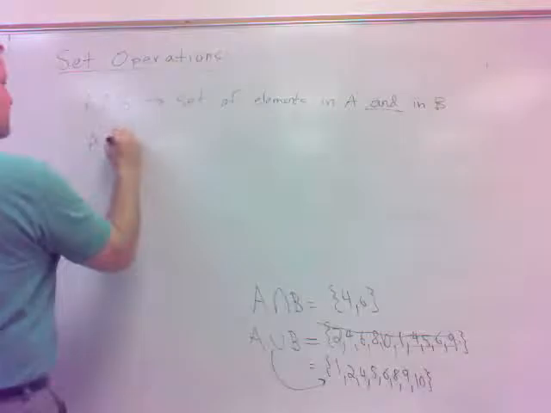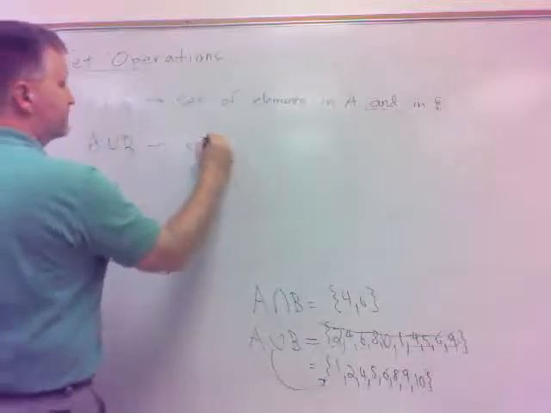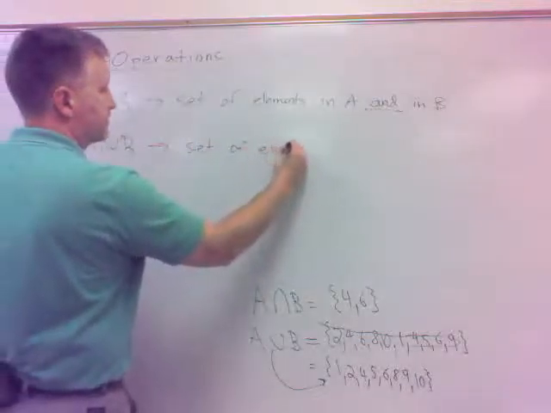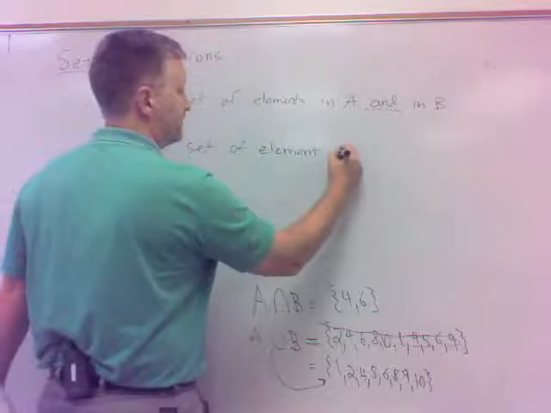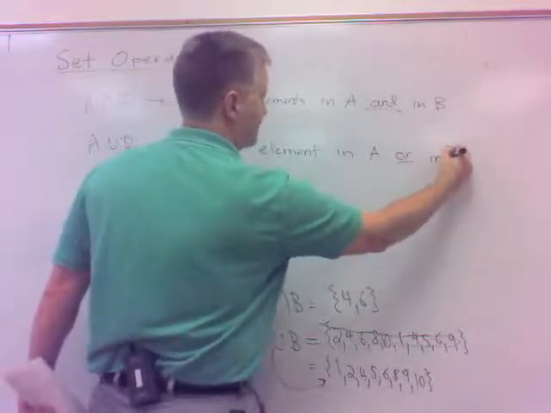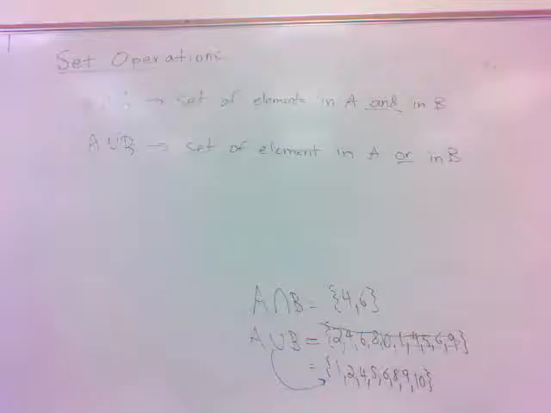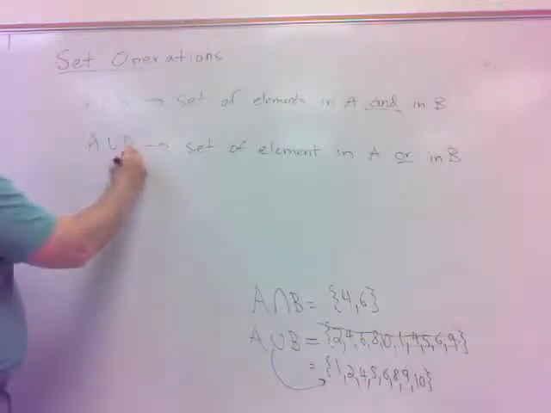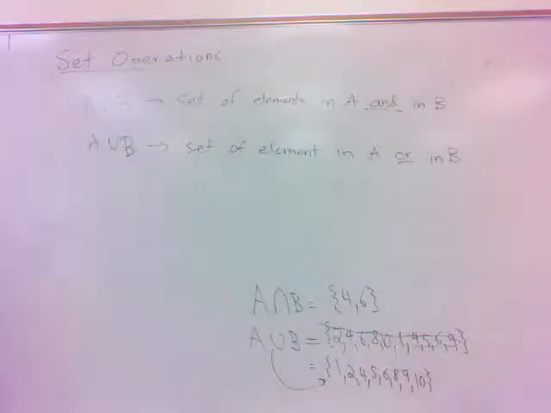Whereas A union B is the set of elements in A or in B. You see the slight difference there? The intersection, I use the and. The union, I use the or. To be in the intersection, it has to be in both A and B, right?